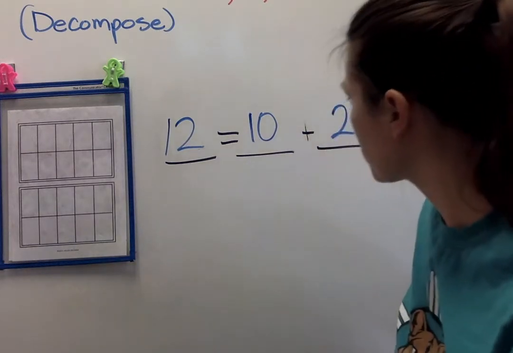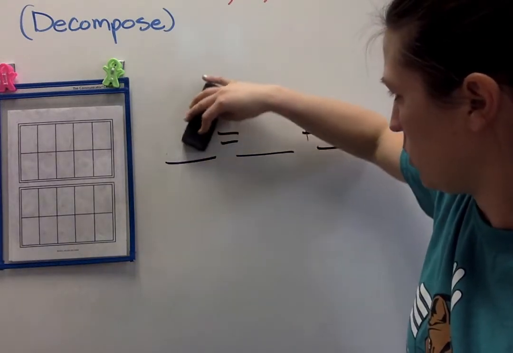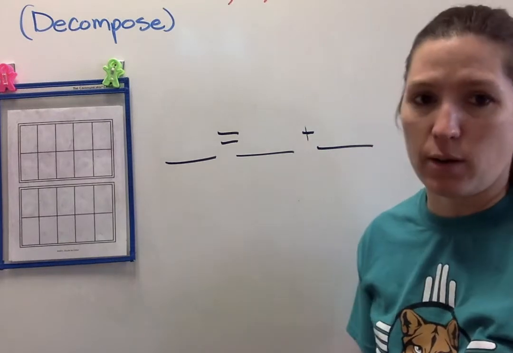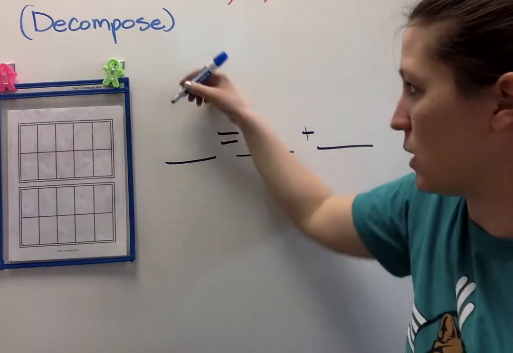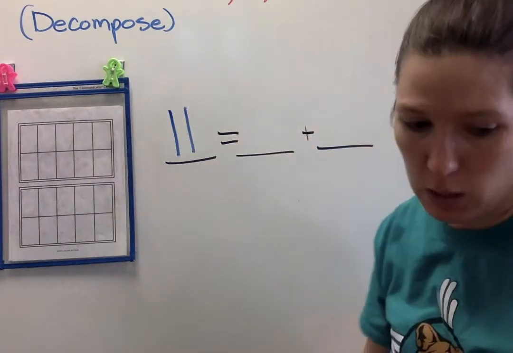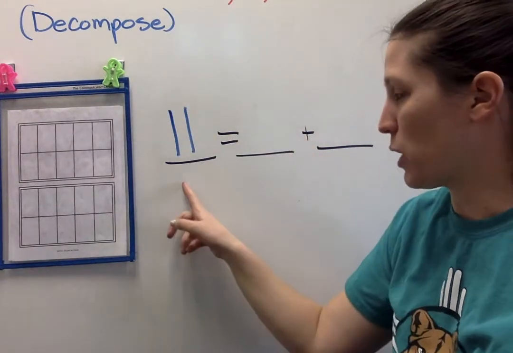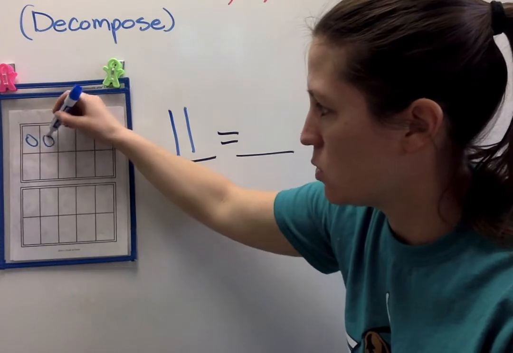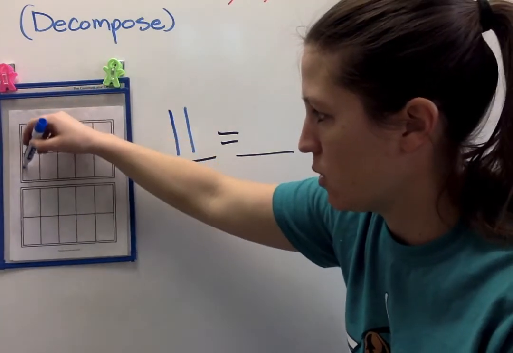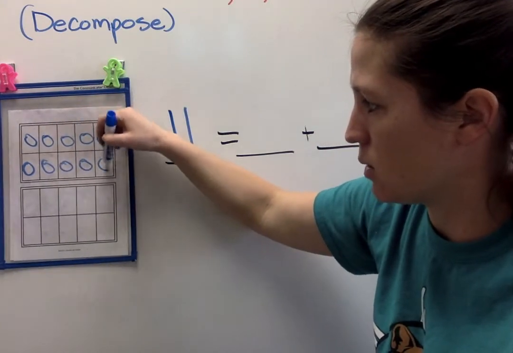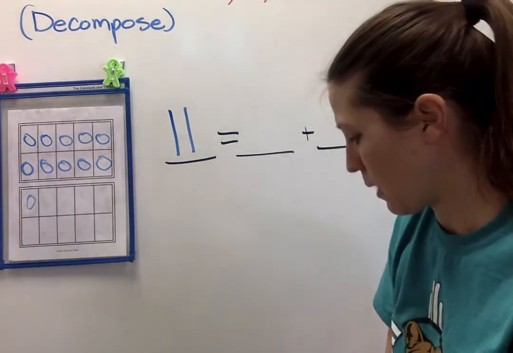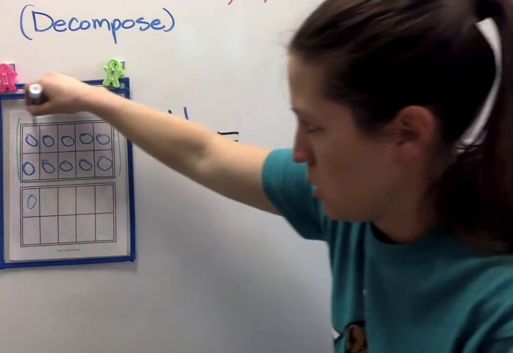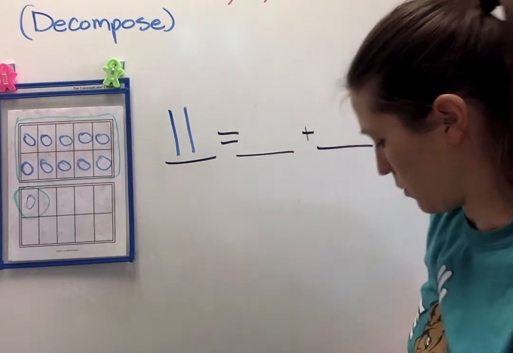Let's do one more example. And we'll do the last one on the board here. Let's make 11. So if 11 is my total, I'm going to start out with 11 because 11 is what I'm going to decompose. Decompose means break apart. Let's break apart 11. Let's show it on the 10 frame. Let's count up all the way to 11. 1, 2, 3, 4, 5, 6, 7, 8, 9, 10, 11. I have 11. I want to show my two groups. So my first group is here. My next group is down there.